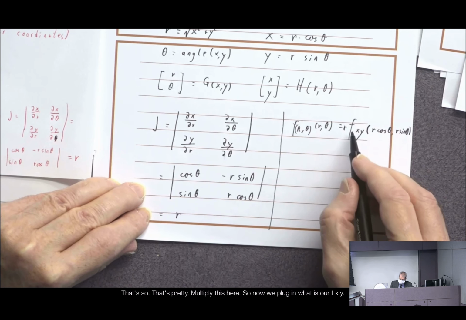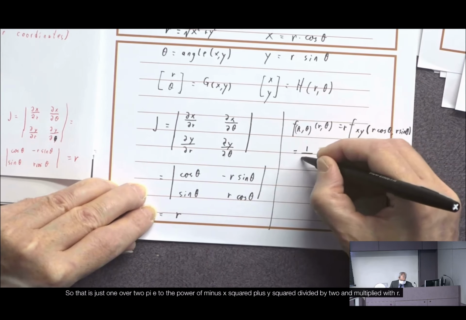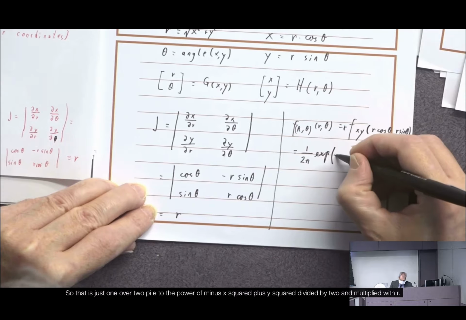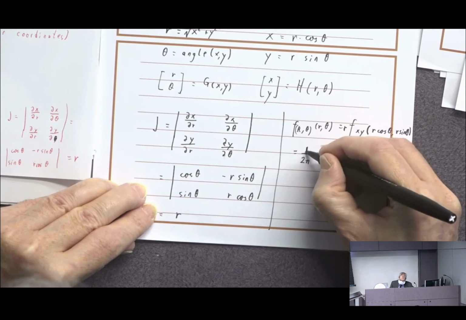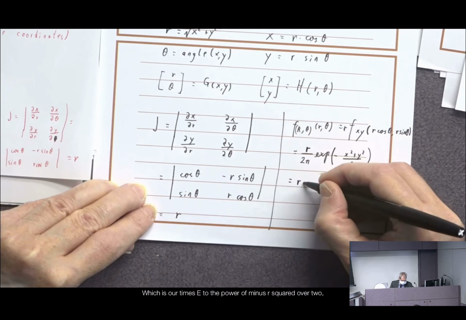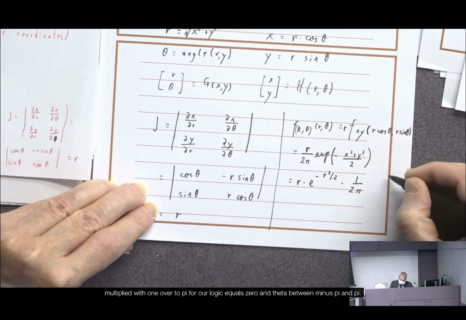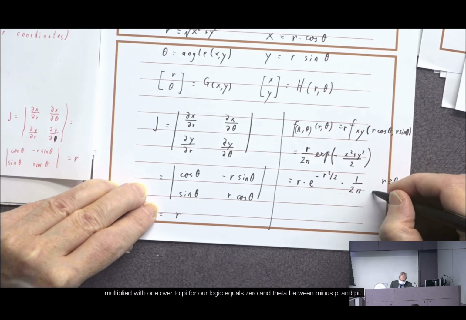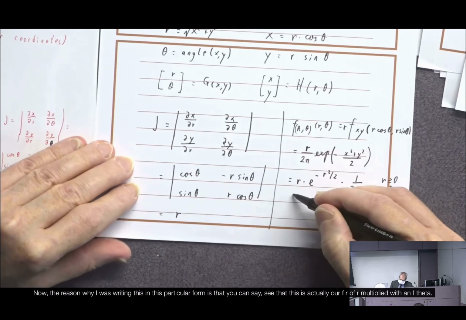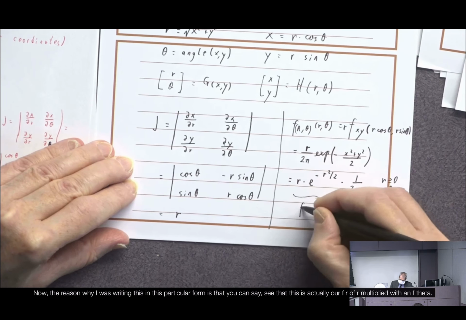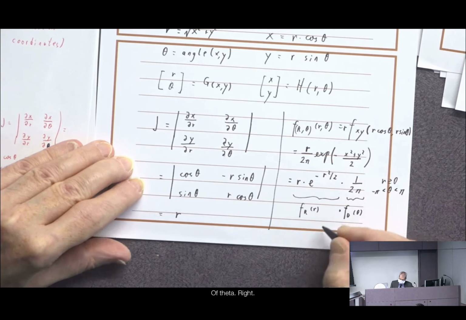So now we plug in what is our fxy. Well, it's the bivariate Gaussian with independent entries, so that is just 1 over 2 pi e to the power of minus x squared plus y squared divided by 2, and multiplied with r, which is r times e to the power of minus r squared over 2, multiplied with 1 over 2 pi for r larger or equal to 0, and theta between minus pi and pi. Now, the reason why I was writing this in this particular form is that you can see that this is actually our fr of r multiplied with an f theta of theta.